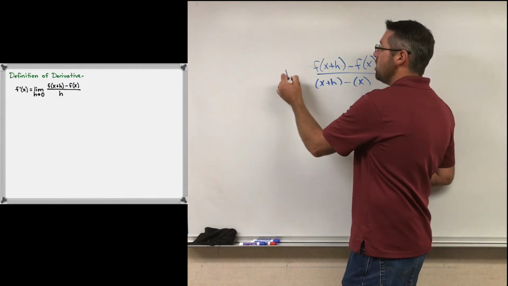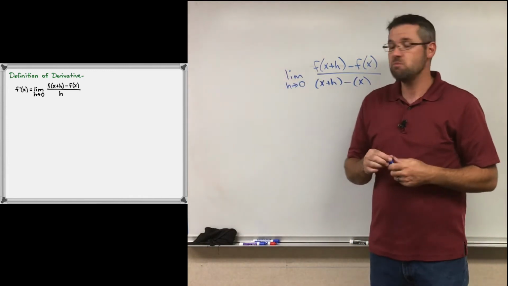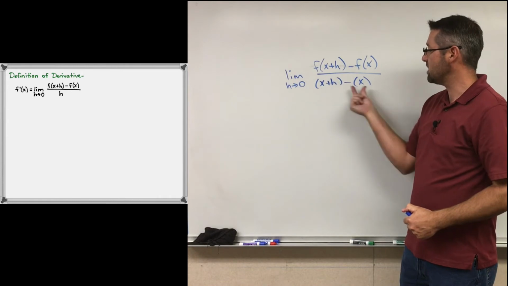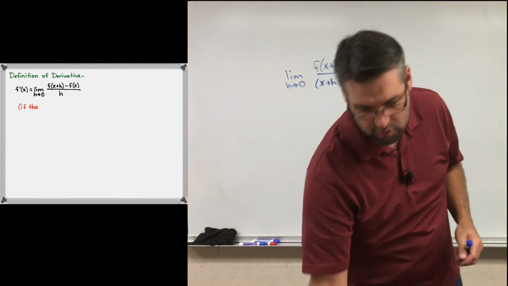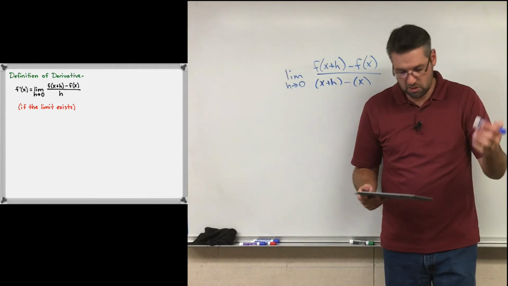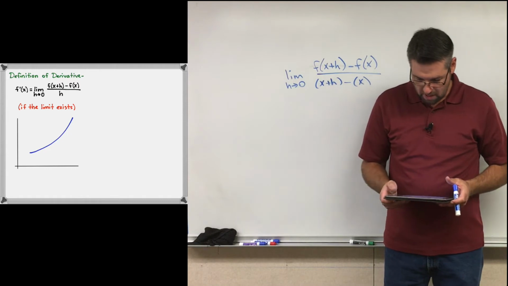And the reason it's the small change is because we're taking the limit as h approaches 0, which means these 2 points, these 2 x values are converging. They're getting closer to each other, essentially, or one of them is getting closer to the other, I should say, okay? And then we would say if the limit exists. If the limit does not exist, we have other issues. We'll talk about that later on.